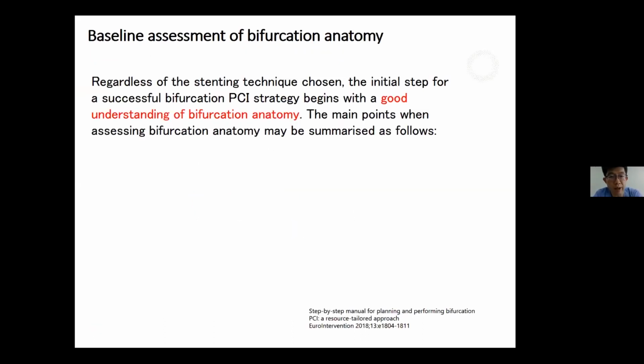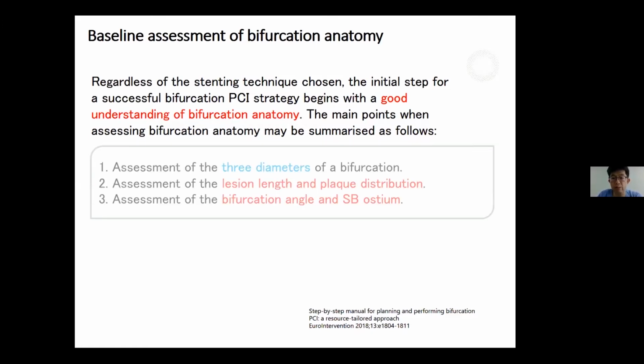This is a baseline assessment of bifurcation anatomy. Regardless of the stenting technique chosen, the initial step for a successful bifurcation PCI strategy begins with a good understanding of bifurcation anatomy. This is very important. The main points when assessing bifurcation anatomy may be summarized as follows.